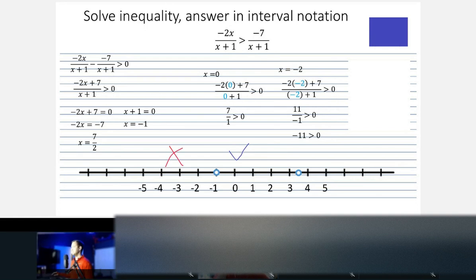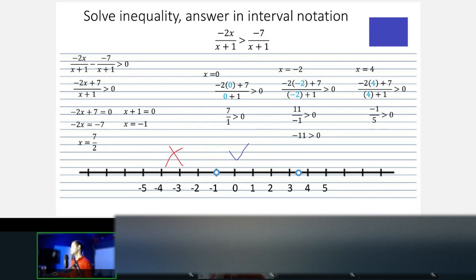Yeah, it is not, right? It is not. All right, then lastly, I chose 1 to the right. I chose 4. I could have done 5 or 6 or whatever, even 10. And I got -1/5 is greater than 0. Is -1/5 greater than 0? No again, so I just put another X.